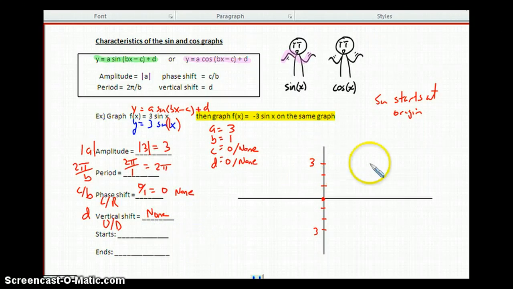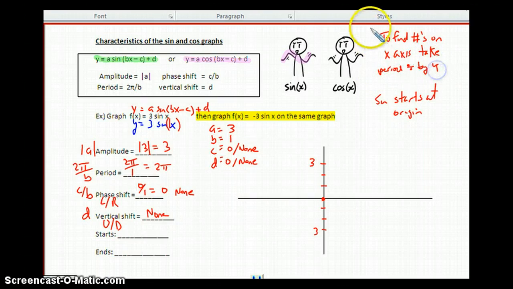Now the trickiest part about this is coming up with the numbers that go on the number line here. Before, they were given to you on your graph. Now you have to actually calculate them. Here's how you calculate them. To find numbers on the x-axis, take the period and divide by 4. So if I take my period here, which is 2 pi, and I divide it by 4, I end up with half pi. Or we would write it as pi over 2.